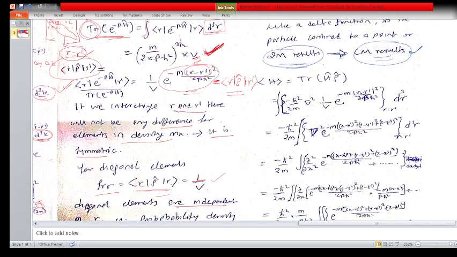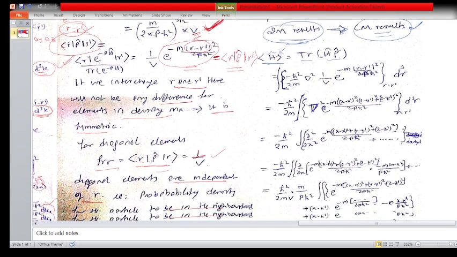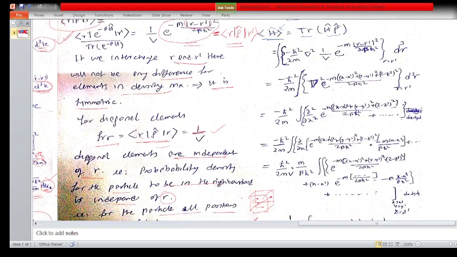So this is the average value of the Hamiltonian. As we discussed earlier, if you want to calculate the Hamiltonian average, or any operator average, that will be nothing but the trace of that operator multiplied with the density matrix. And if you calculate that, you substitute the Hamiltonian expression here, minus h cross square by 2m del square, 1 by v times this, that we have already calculated.